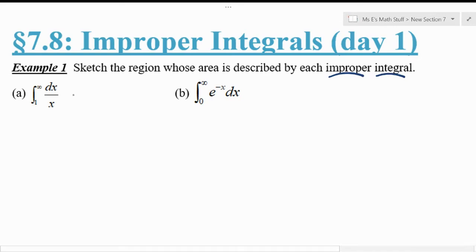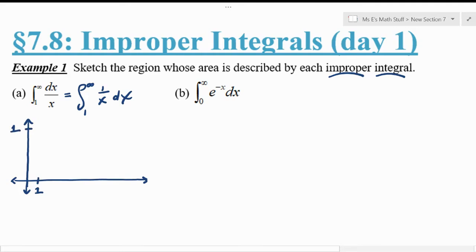All right, my friends, let's take a look at part A. I personally think of this as the integral from 1 to infinity of 1 over x dx. And then to graph it, I would just graph the function that is in the integrand. So f of x equals 1 over x, starting at 1.